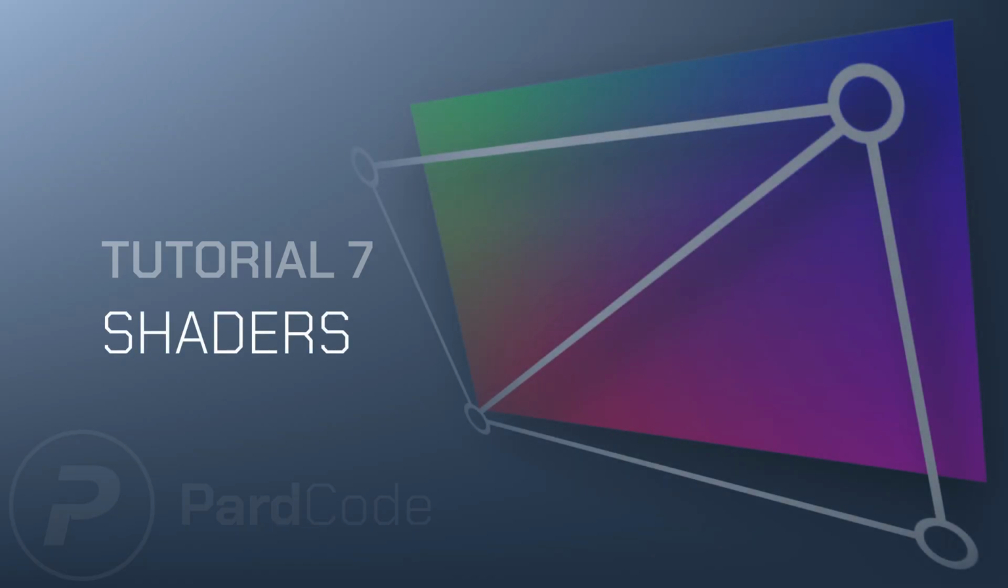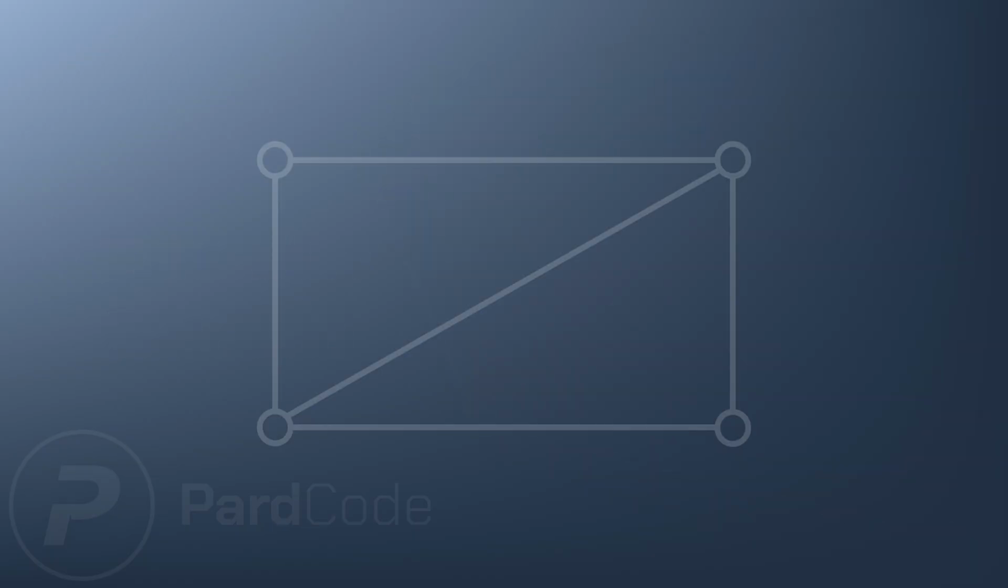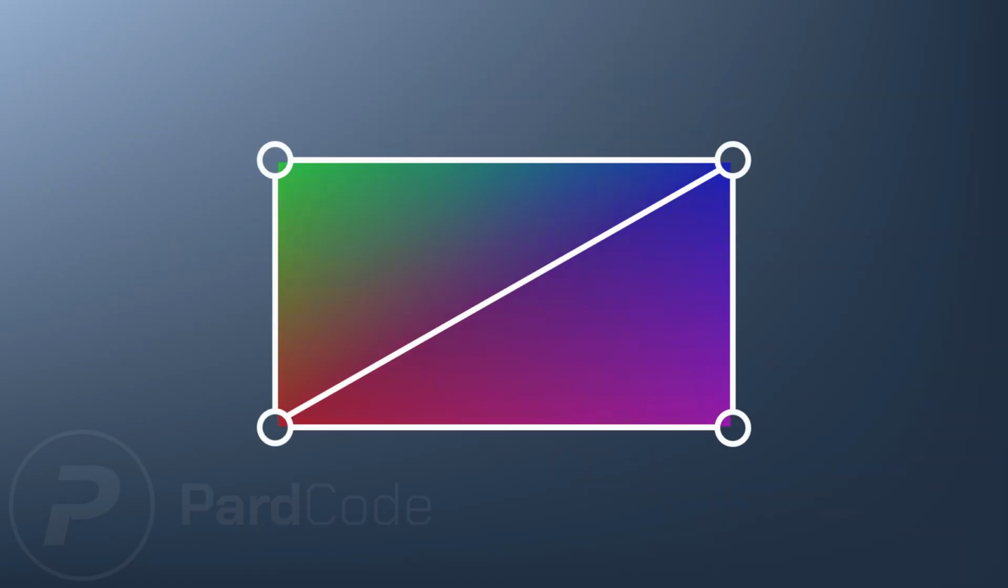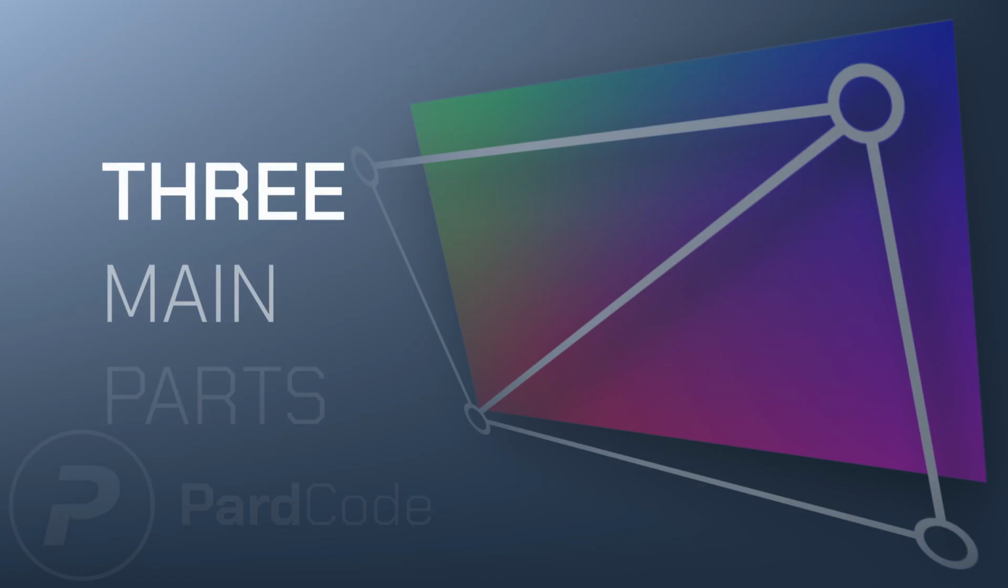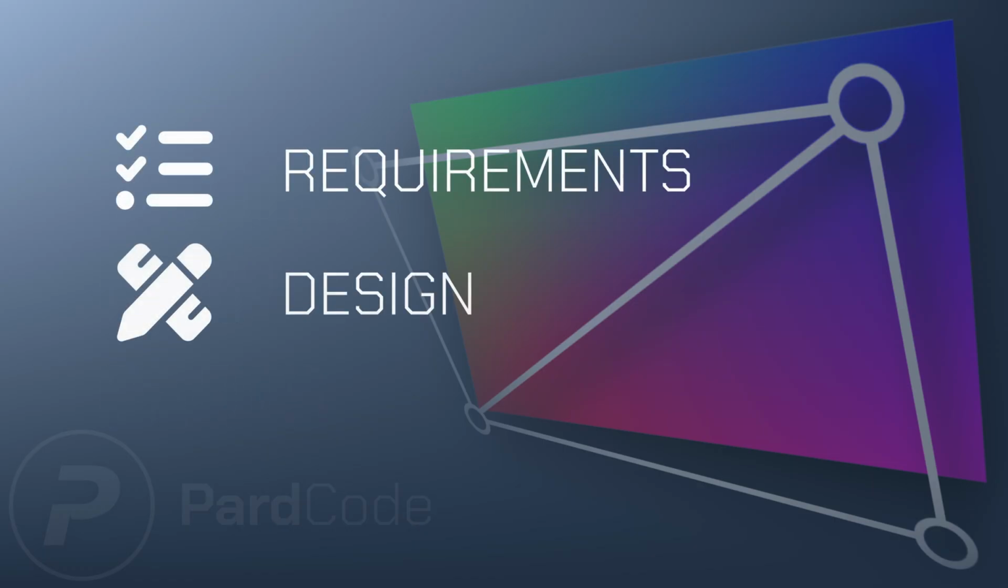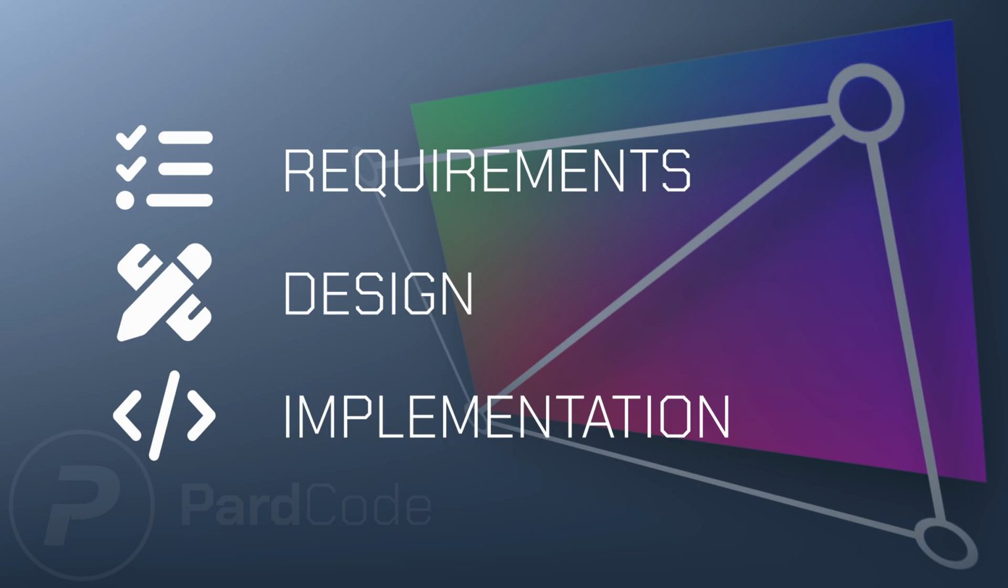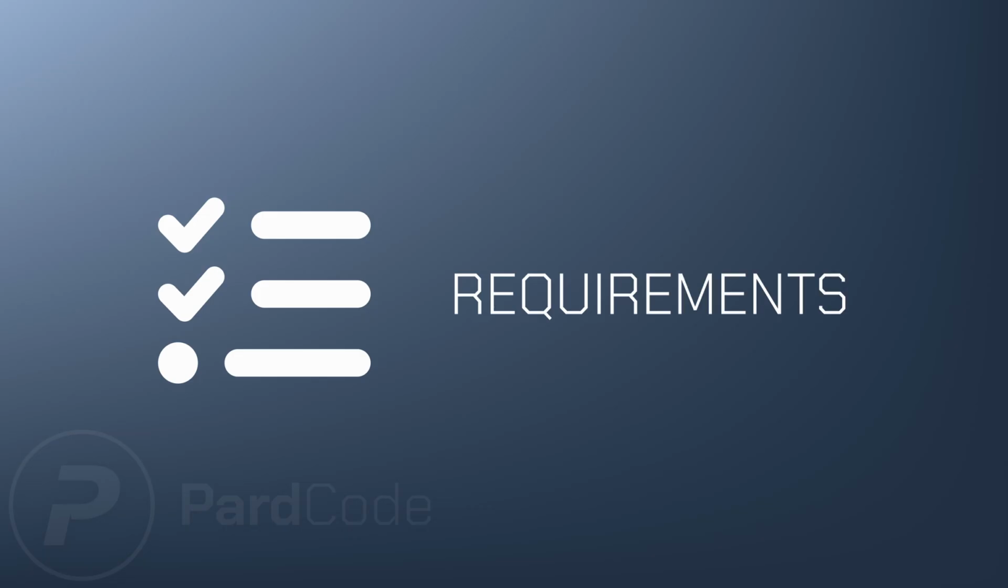In this 7th episode, we will see how to work with vertex and pixel shaders and how to use them to render a colored quadrilateral. As always, we will face three main parts: the requirements, design, and implementation of all the software components required to render a colored quadrilateral. Let's start with the requirements.